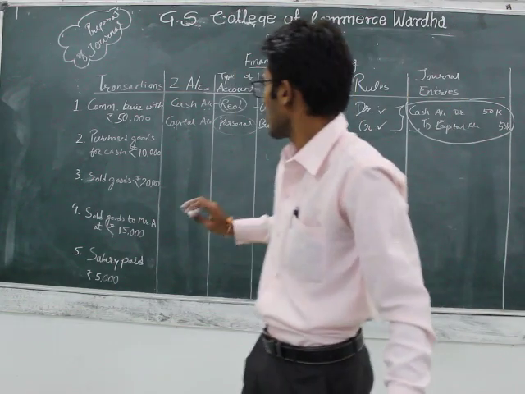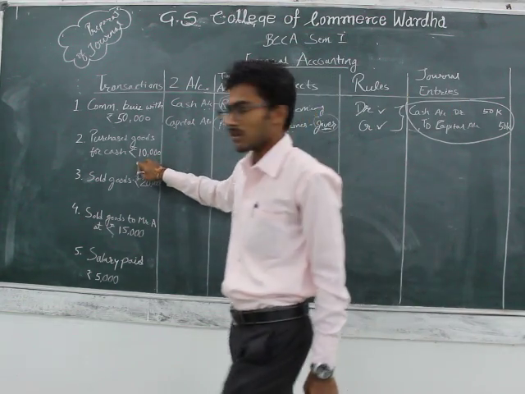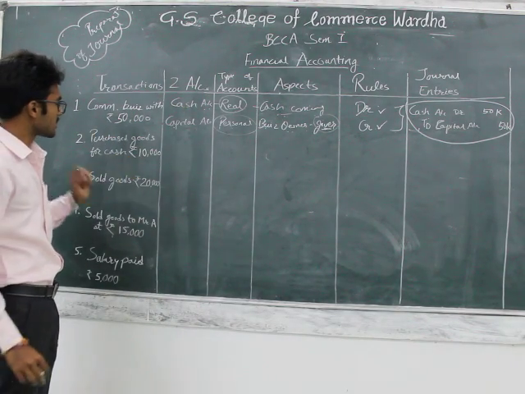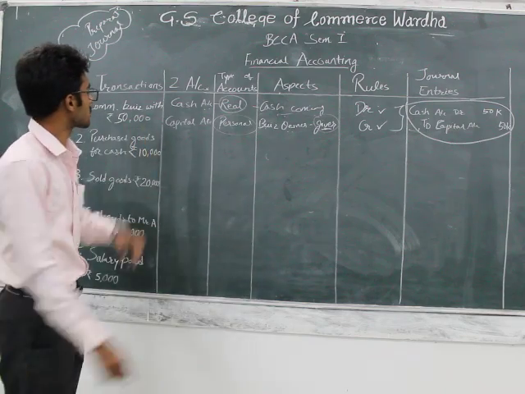Okay, let us take a very analytical view of this transaction. Purchase goods for cash, rupees 10,000. That means there are again two accounts.